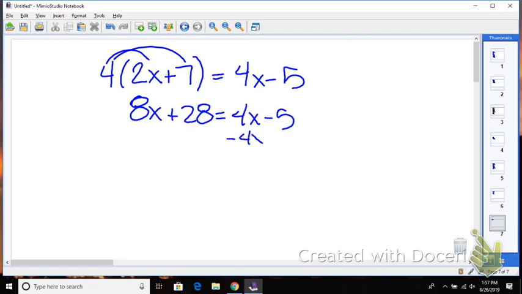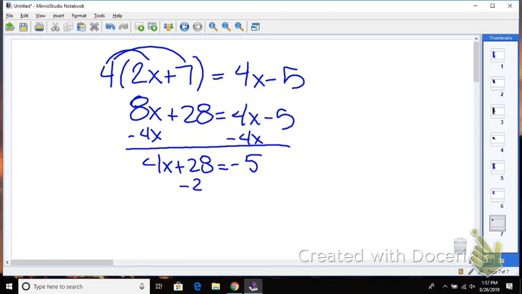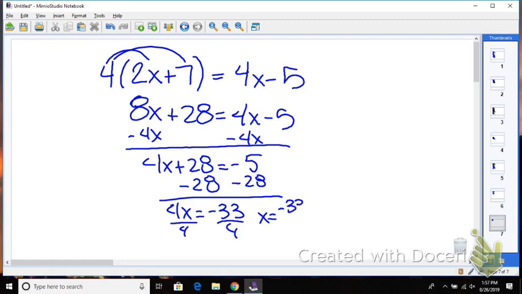So I'm going to move my 4x over. So I have 4x plus 28 equals negative 5. Subtract 28, subtract 28. So I get 4x equals negative 33. Divide by 4. X is equal to negative 33 over 4.